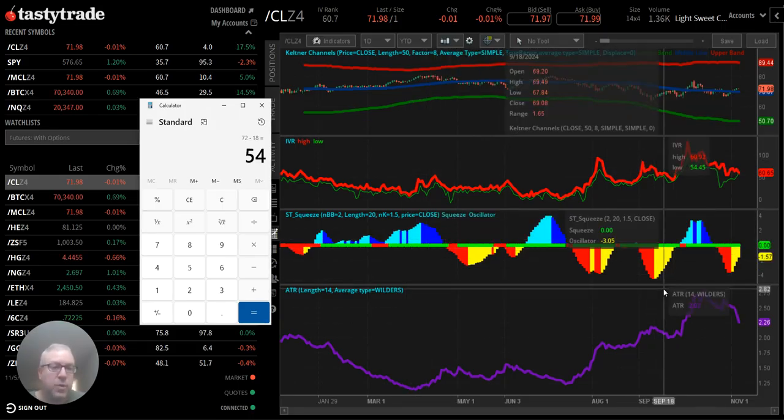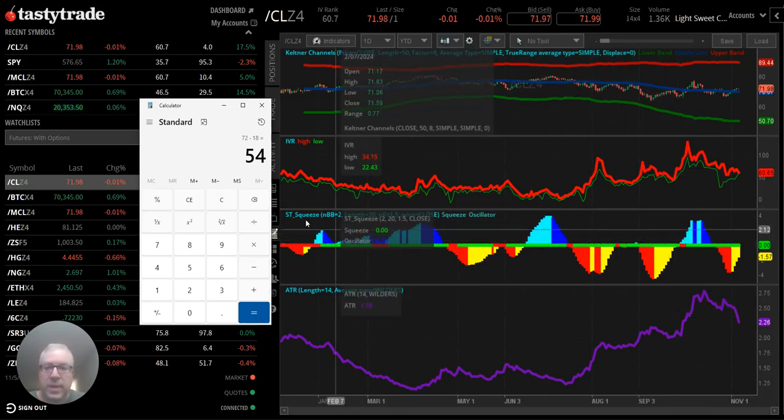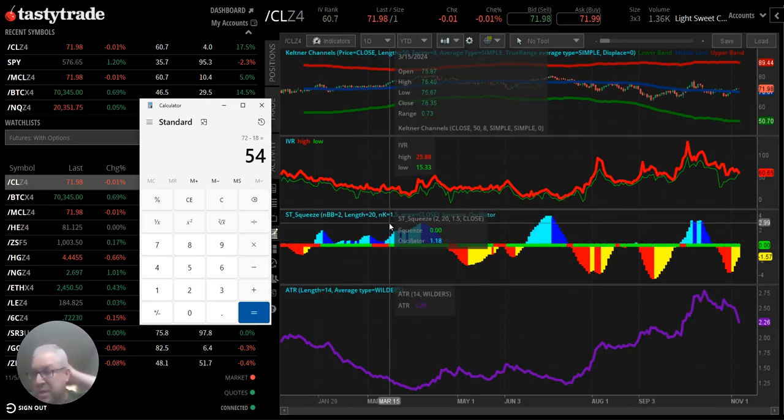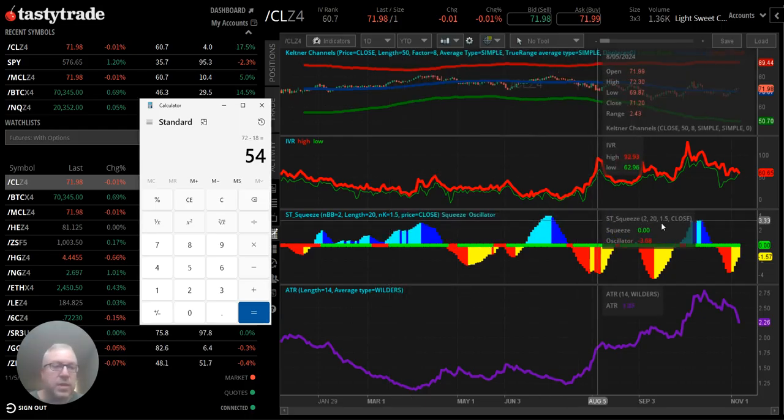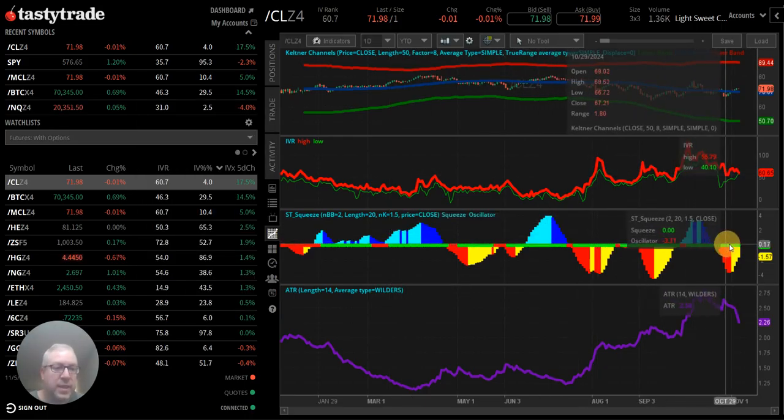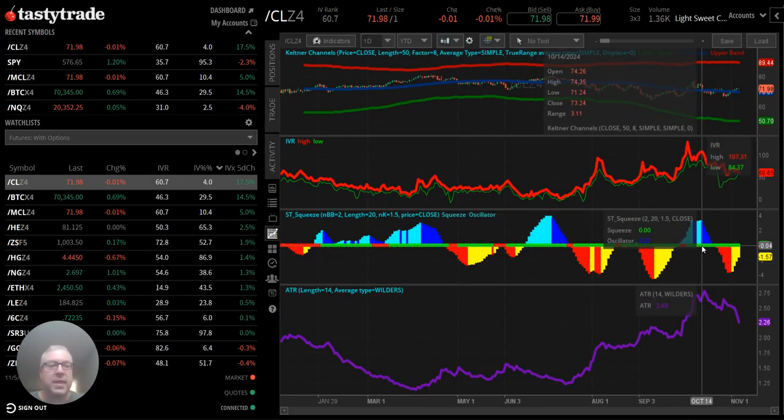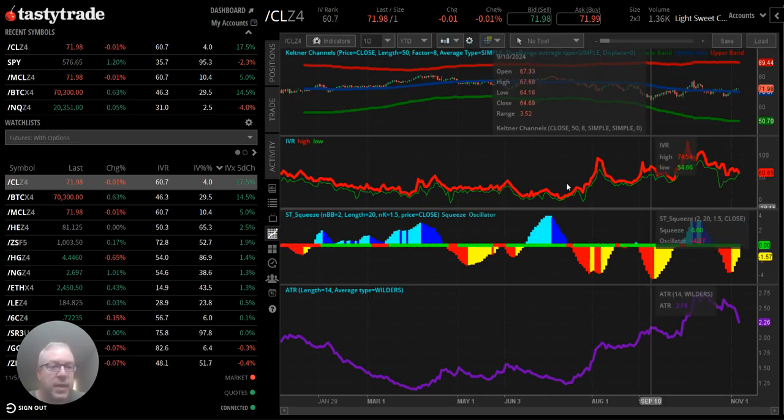Other indicators that I use, just so you all know, this is the ST squeeze, which is a version of the TTM squeeze. I just like to see it's in the green. What does it mean? If it's in the green, then oil isn't supposed to go anywhere. If it's in the red, it's about to squeeze up or down, we don't know. So I take trades when it's in the green.